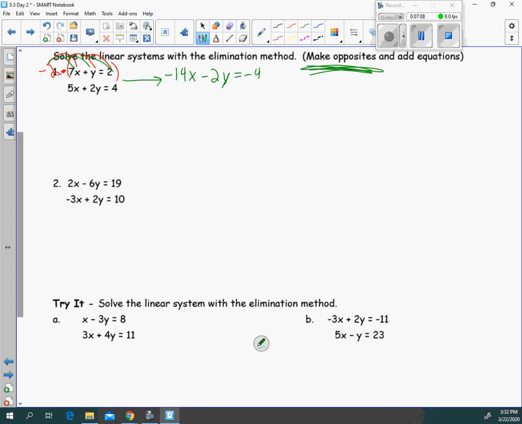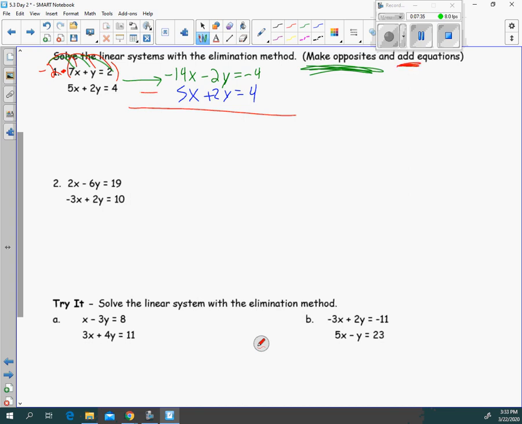Okay? The bottom equation, did I change that one in any way, shape, or form? No. Good answer, Alex. I could hear you say that in the back there, all right? So since I didn't, that one just stays the same. Everyone see that? Okay? So David, I need your help on this one. What are we going to do now that we have the opposites? We're going to add those equations together.